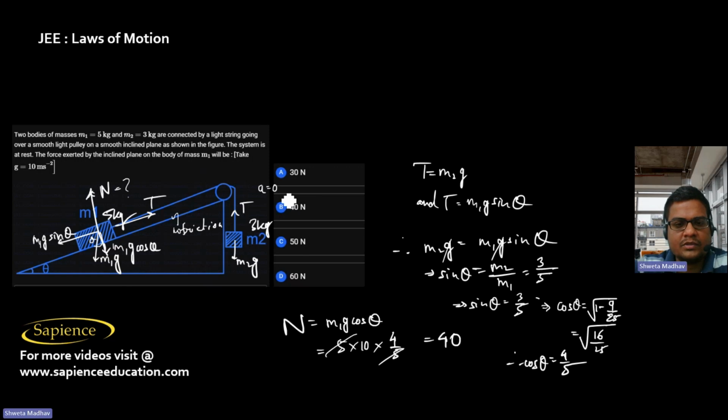So it means 40 Newton is the force exerted by the inclined plane on the body of mass m1. So option B is the correct answer.